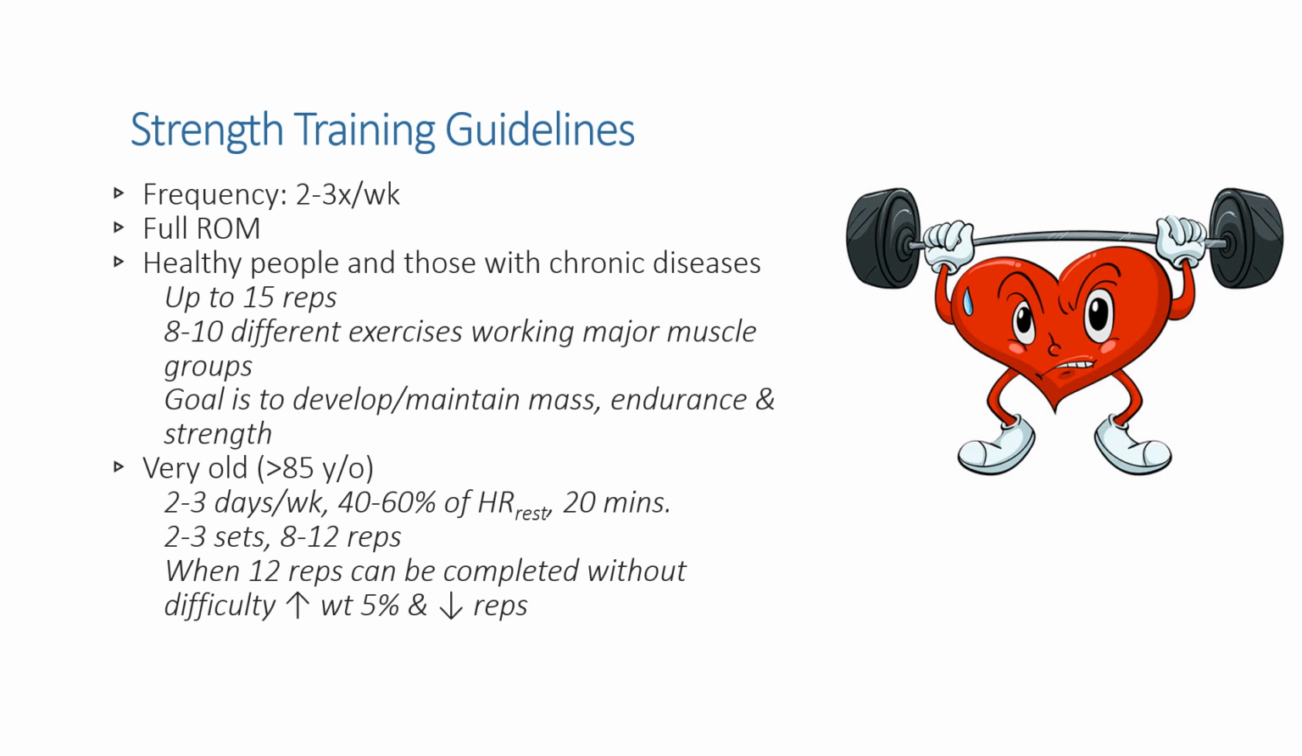For very old adults, over 85 years old, the frequency should be 2 to 3 times per week, with a target of 40 to 60% of heart rate at rest. The duration should be performing exercises for 20 minutes, completing 2 to 3 sets of 8 to 12 reps, increase weight by 5% and decrease repetitions when 12 reps can be completed without difficulty.